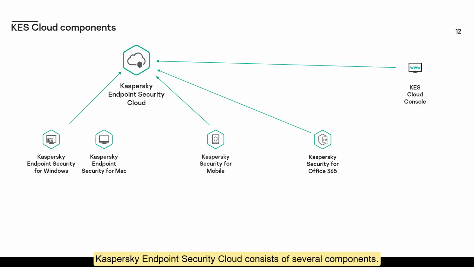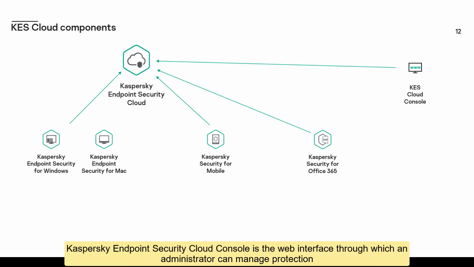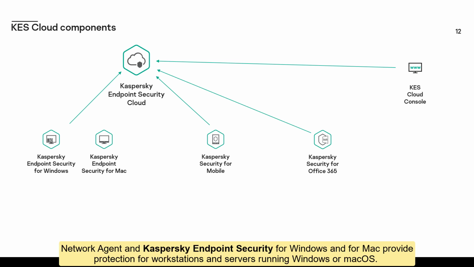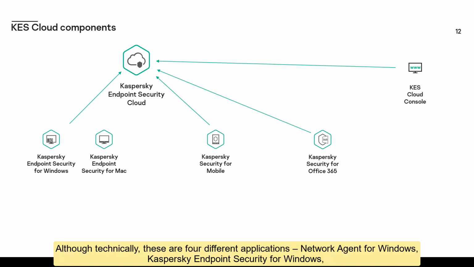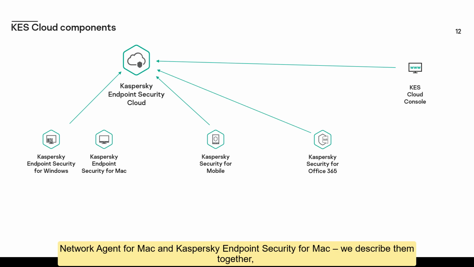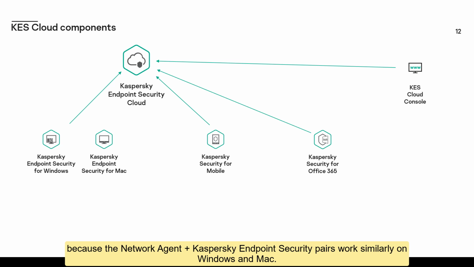Kaspersky Endpoint Security Cloud consists of several components. Kaspersky Endpoint Security Cloud Console is the web interface through which an administrator can manage protection. Network Agent and Kaspersky Endpoint Security for Windows and for Mac provide protection for workstations and servers running Windows or macOS. Although technically, these are four different applications: Network Agent for Windows, Kaspersky Endpoint Security for Windows, Network Agent for Mac, and Kaspersky Endpoint Security for Mac. We describe them together because the Network Agent plus Kaspersky Endpoint Security pairs work similarly on Windows and Mac.